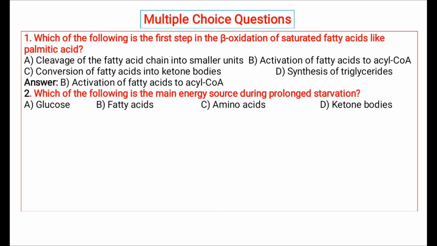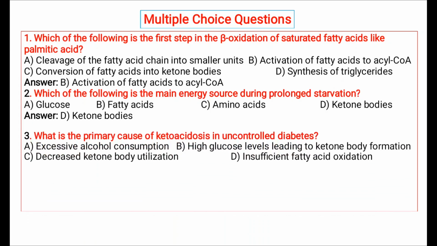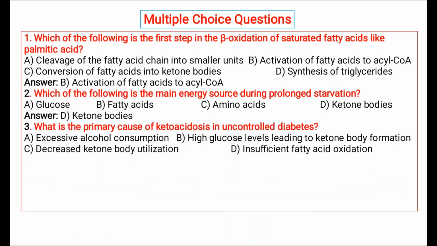Next, which of the following is the main energy source during prolonged starvation? A. Glucose, B. Fatty acid, C. Amino acid, and D. Ketone bodies. D is the correct answer. Next, what is the primary cause of ketoacidosis in uncontrolled diabetics?